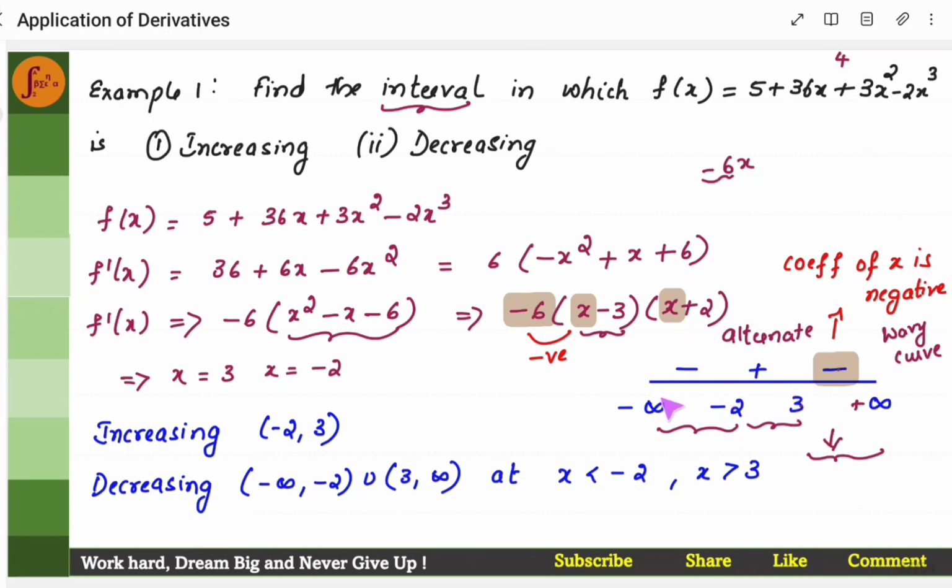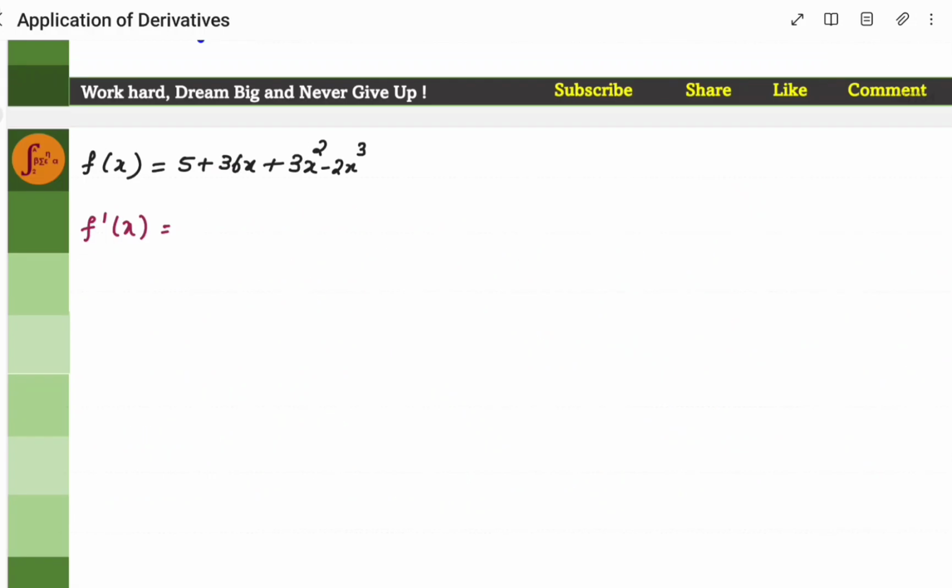Now that's how we find intervals for increasing and decreasing. Now let's try this step by step, right? So that it becomes more clear. First step is derivative. So it will be 0 plus 36 plus 3 2s are 6 into x minus 2 3s are 6 into x square. So this is the derivative.